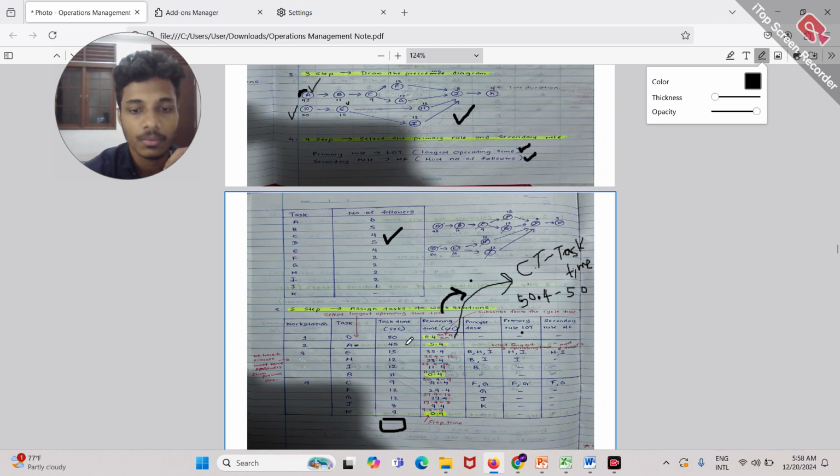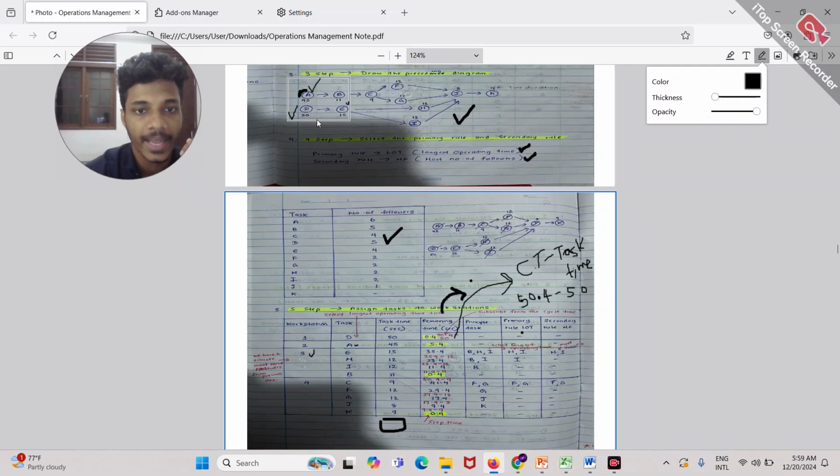So what is the remaining time? 50.4 minus 45, you can see here 5.4 is the remaining time, right? Remaining time is 5.4. There are no more tasks under the primary rule, right? So now you can move to workstation 3, because this 2 is already fulfilled.